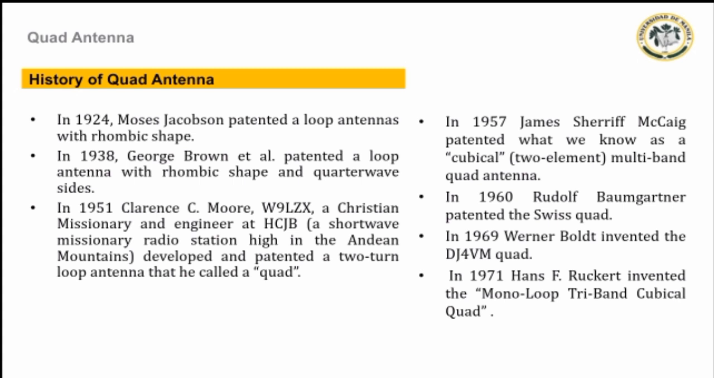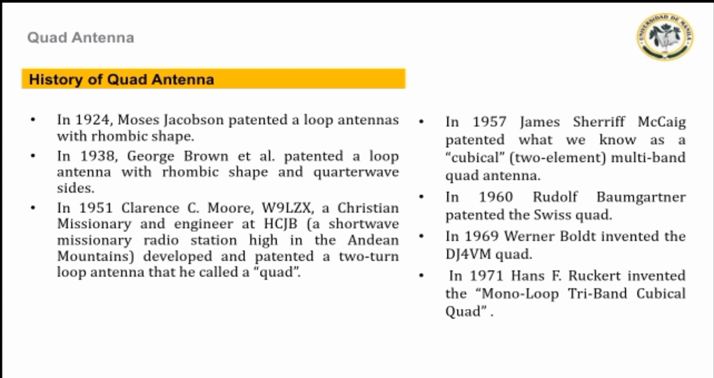In 1951, Clarence Seymour, W9LZX, a Christian missionary and engineer at HCJB, developed and patented a 2-turn loop antenna that he called a quad. He developed this antenna to resolve issues caused by large coronal discharges while using a beam antenna in the thin air of higher altitudes. Moore describes his antenna as a pulled open folded dipole, while the main point of Moore's patent was the 2-turn single loop design, which is not the antenna we call a quad today.